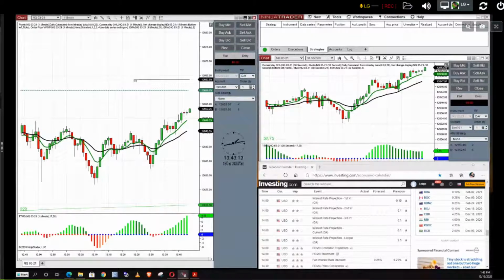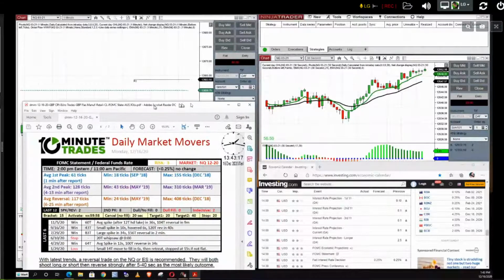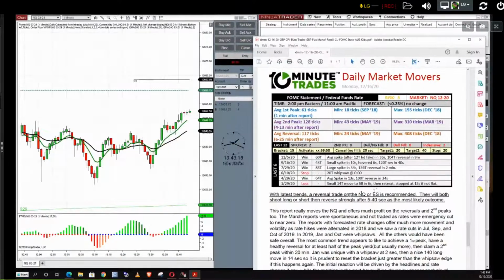Now, here's an issue that I have to deal with. 3 breakout winners in a row on the report, yet the text says with latest trends, a reversal trade on the NQ. I see 4 out of 5 winners on the breakout.